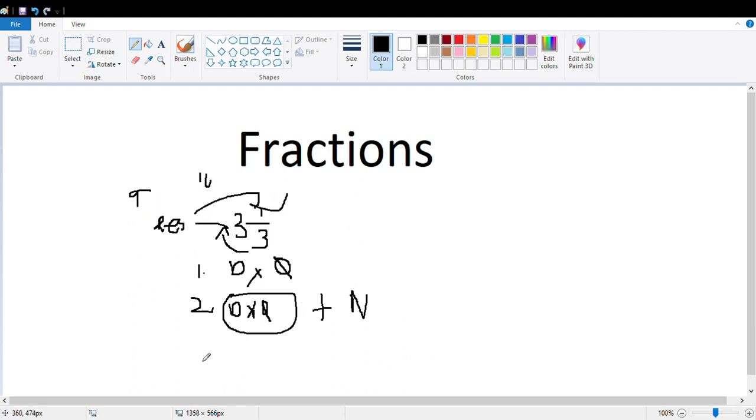So step 3, the result. Whatever result you get, you put it on top; this becomes the numerator. Whatever was the previous denominator will stay down, and the result of all of this will become the numerator. So the answer is 10 by 3. Okay, so this is it.